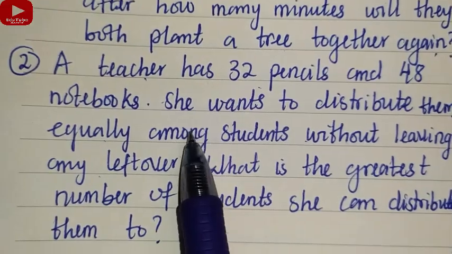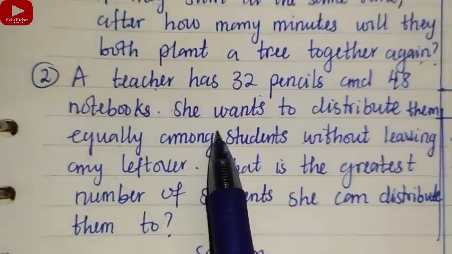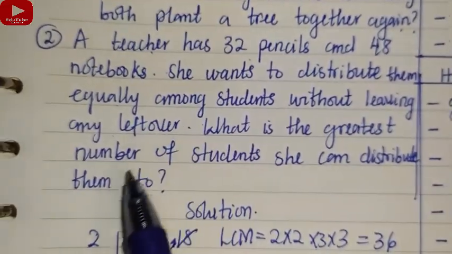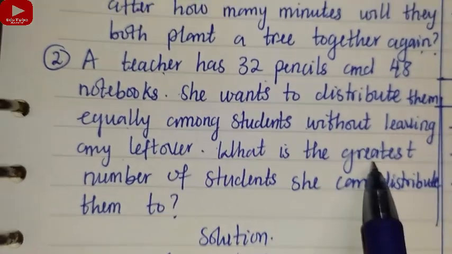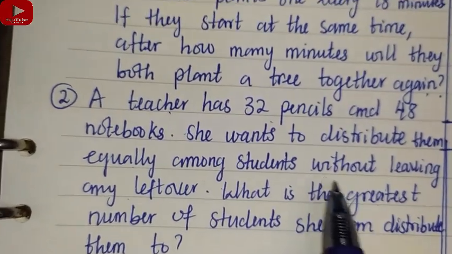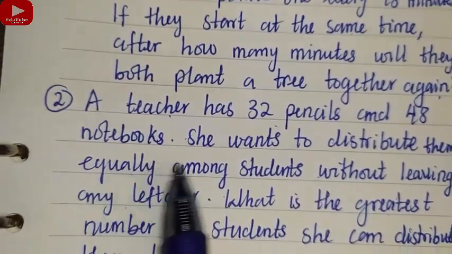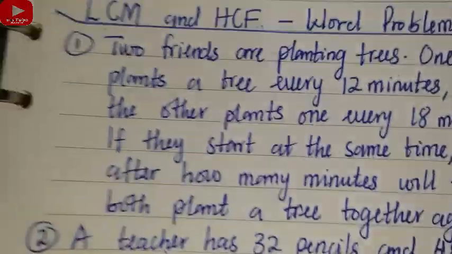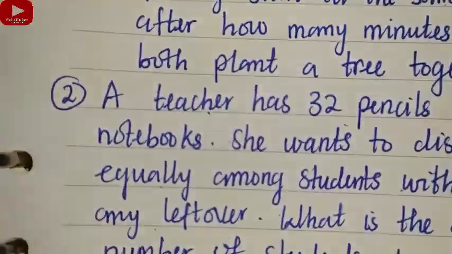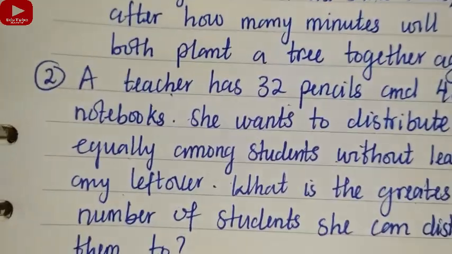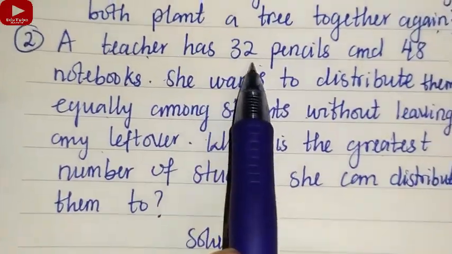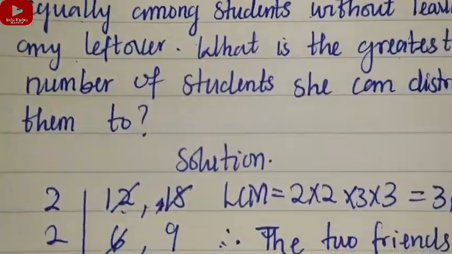Now we have lots of keywords to give us a headway that this problem is on HCF. The keywords are: we have greatest, we have distribute, and then we have equally. So that should give us a hint to know that this problem is on HCF. So what HCF are we finding? We are finding the HCF of 32 pencils and 48 notebooks.